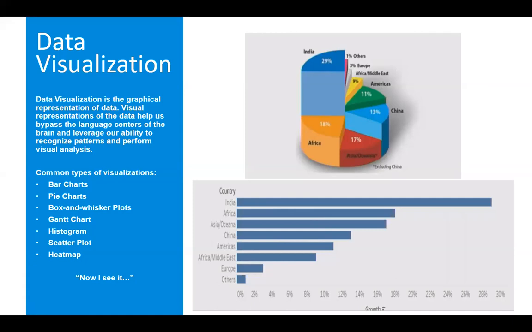If you look at this particular visualization on the top over here, it looks like the Americas have a higher growth rate than Africa or China or Asia Oceania, excluding China. This is misleading, because if you actually look at the numeric values associated with each slice of the pie, you notice that that's not the case. Americas actually have a lower growth rate than all of these different slices of the pie. So what this illustrates is that if you don't choose the right type of visualization, the message that you're trying to convey can be lost.